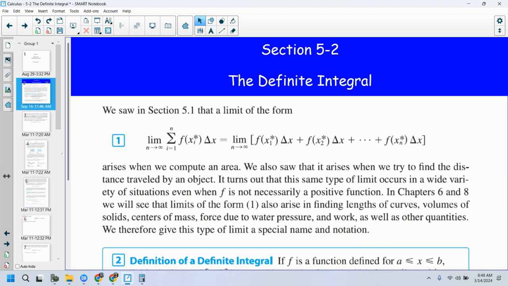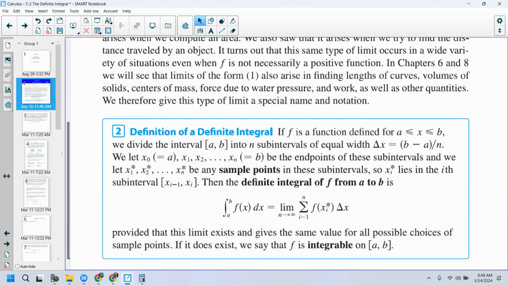Then we're thinking, is there a way that I can summarize this, write it a little bit easier so that it's more manageable to work with? We also saw that it arises when we try to find the distance traveled by an object. It turns out that the same type of limit occurs in a wide variety of situations. If you go on to take Calc 2, it pushes more into integrals and the applications of integrals. Right now, we've just scratched the surface, but you can go even further into this stuff.